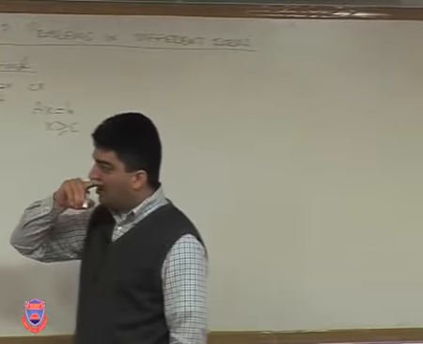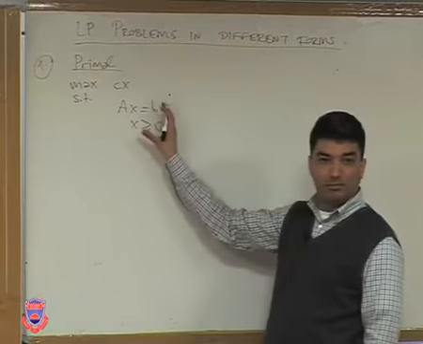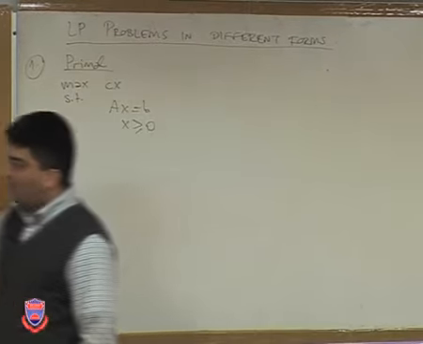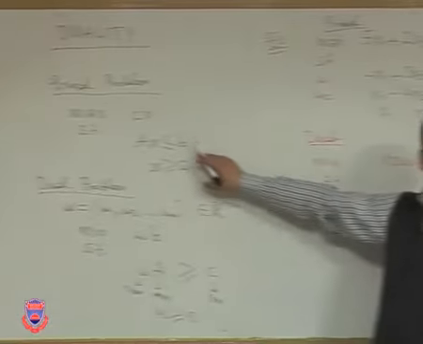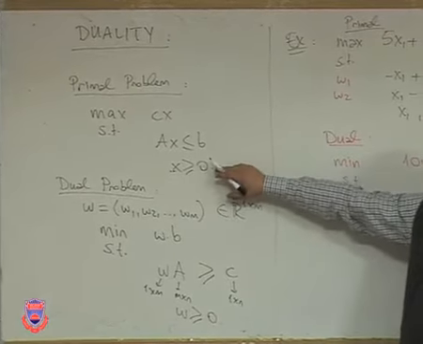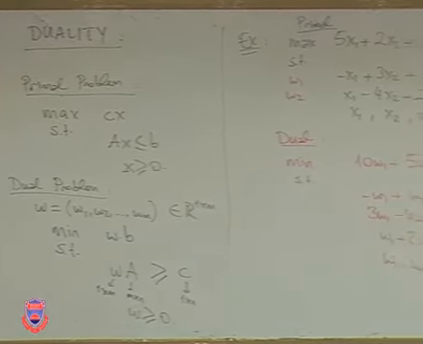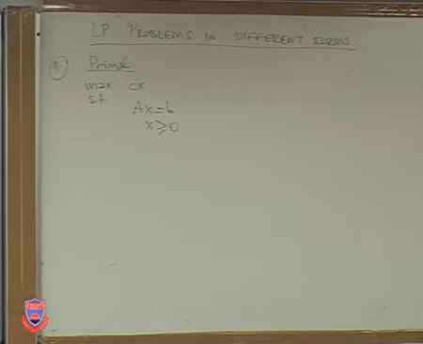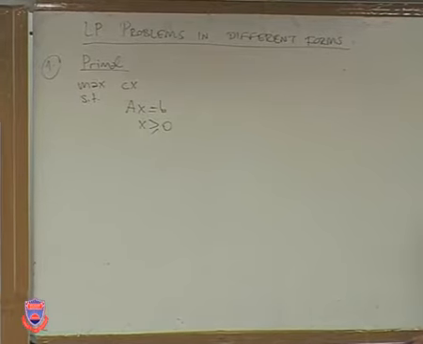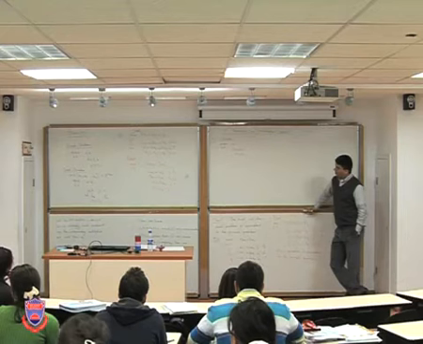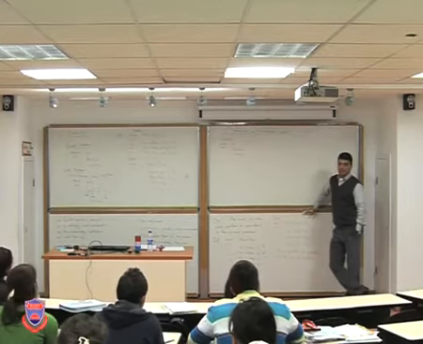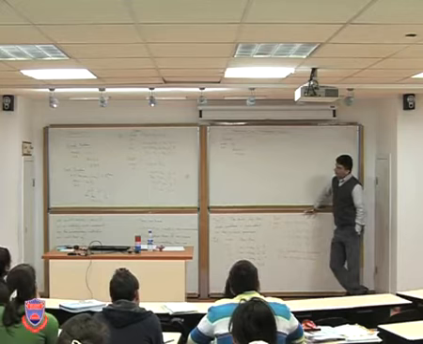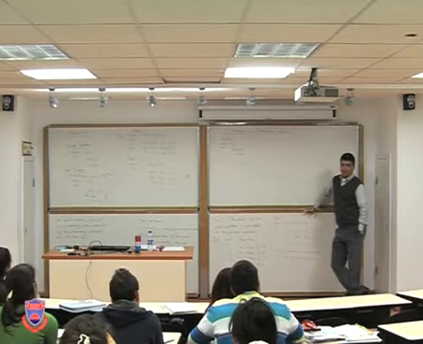Let me repeat my question. I want to take this problem, which is in standard form, and rewrite it in such a way that it will look like this one. It will only have less than or equal to constraints and non-negative variables. How can I do that? Essentially, I don't want to destroy my problem, but I want to write it in an equivalent but different way.